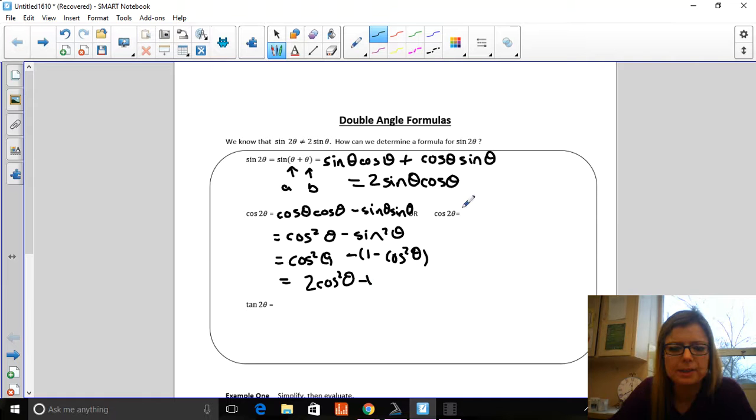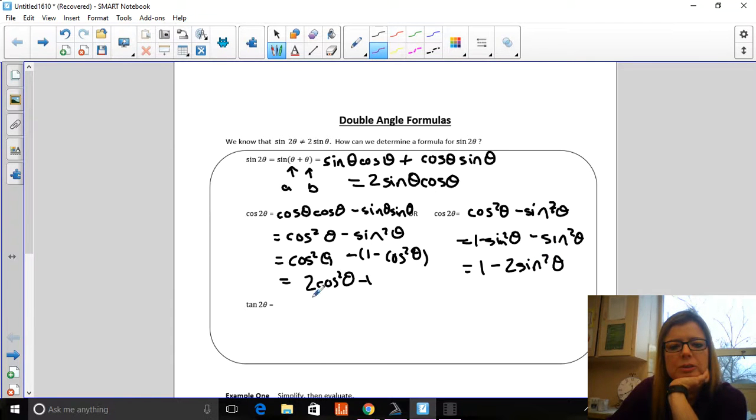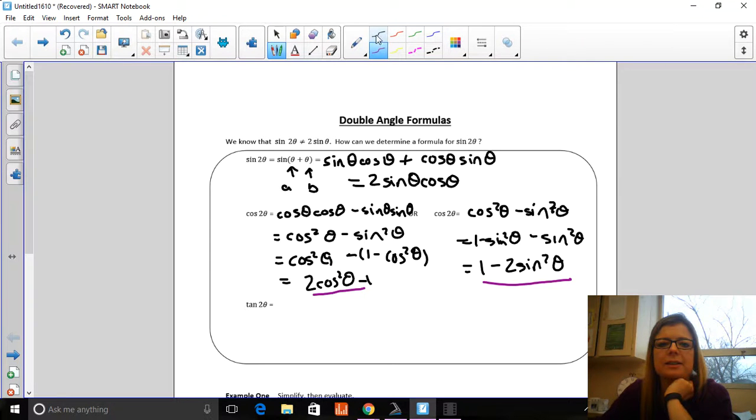Okay, another way we can get it, we can get again to cos squared theta minus sine squared theta. And we can use the fact that cos squared theta is just equal to 1 minus sine squared theta, and then subtract another sine squared theta. So we could also represent cos 2 theta as 1 minus 2 sine squared theta. Okay, so which representation we use will depend on what's more useful to us. It'll depend on whether we know what cos theta is or if we know what sine theta is.